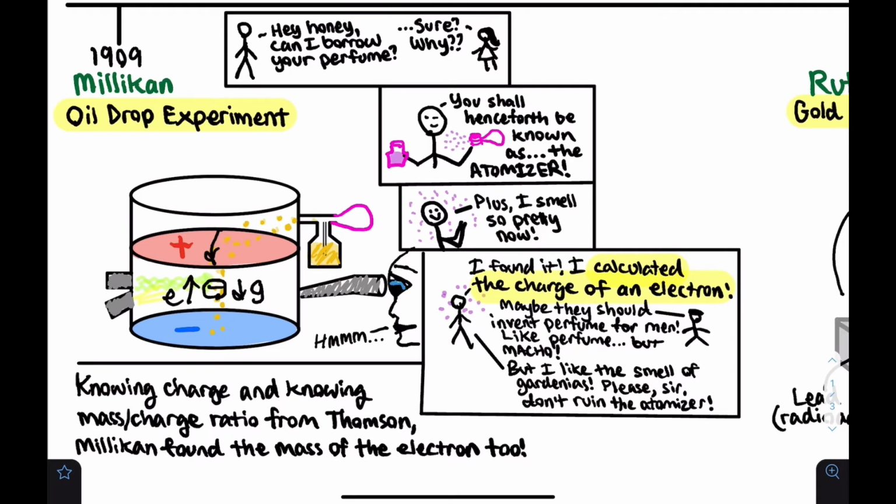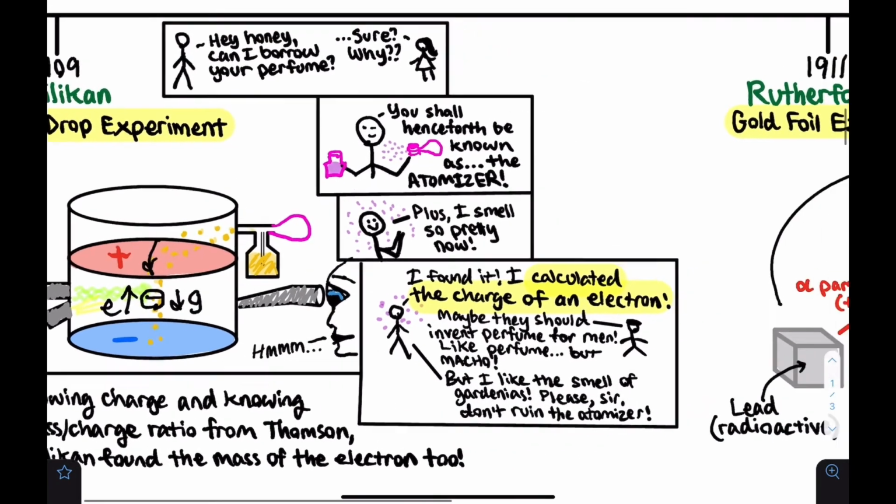And Millikan used this to figure out, doing some math, the charge of an electron. And from the mass to charge ratio, he could also figure out the mass of an electron. So thanks to Millikan, we now knew the mass and charge of an electron.